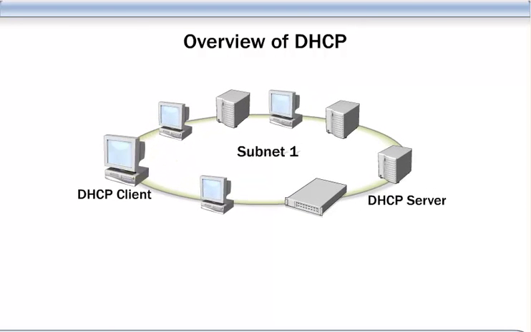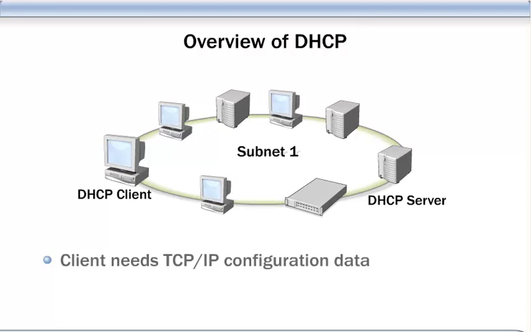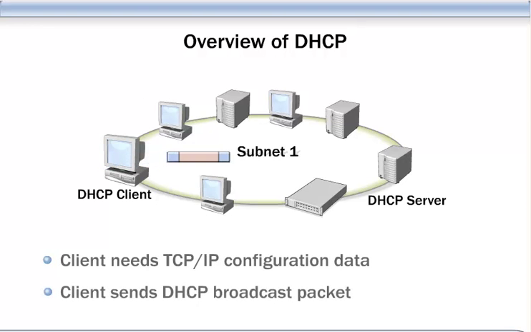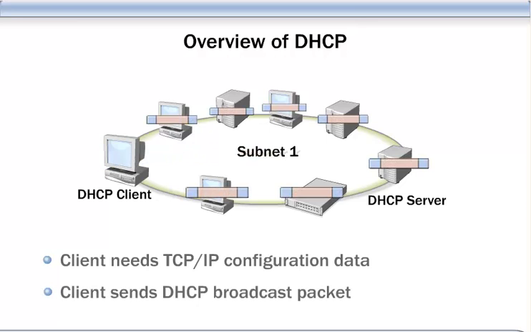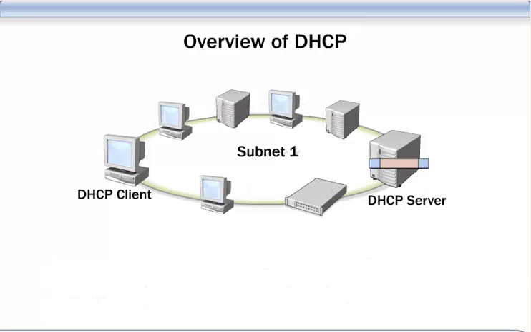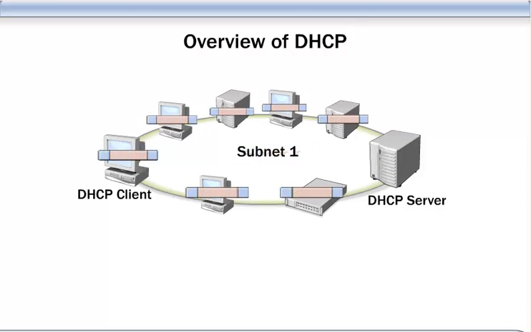For example, when a client is added to the network, the client requires a TCP/IP configuration for the specific subnet. The client sends a DHCP broadcast packet that inquires about the availability of DHCP servers that can provide TCP/IP configuration. When an available DHCP server receives the request, the DHCP server responds and offers TCP/IP configuration data to the client.